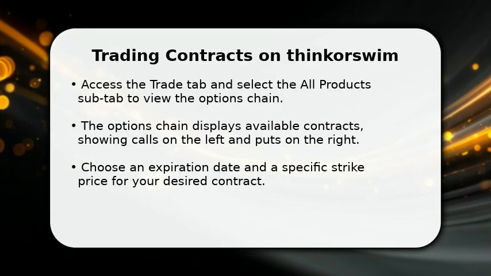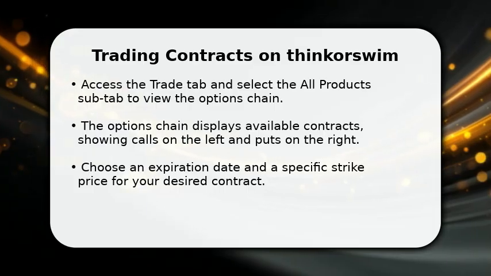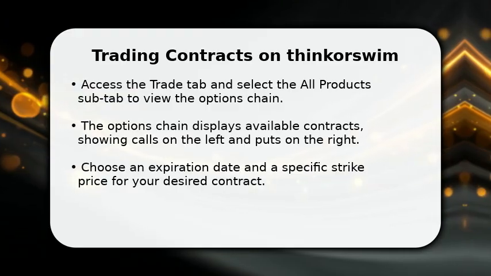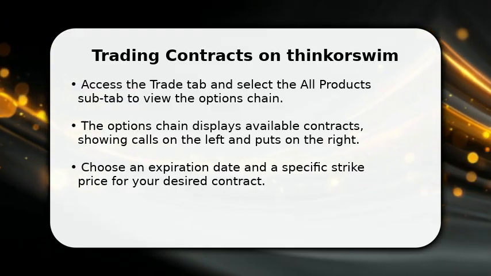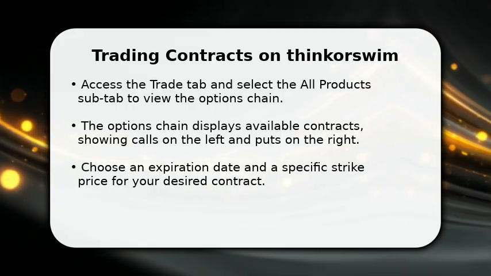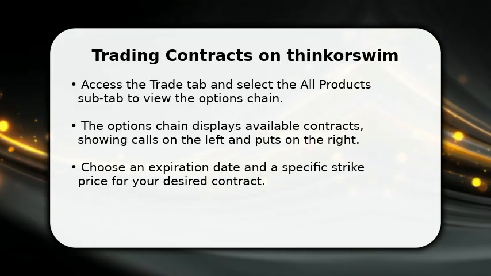In this video, I will explain how to buy and sell contracts on Thinkorswim. First, navigate to the Trade tab on the platform. From there, select the All Products subtab to reveal the options chain. This chain is where you will find all available contracts for a specific underlying asset.